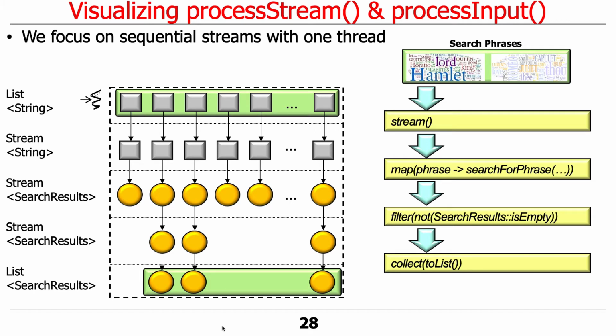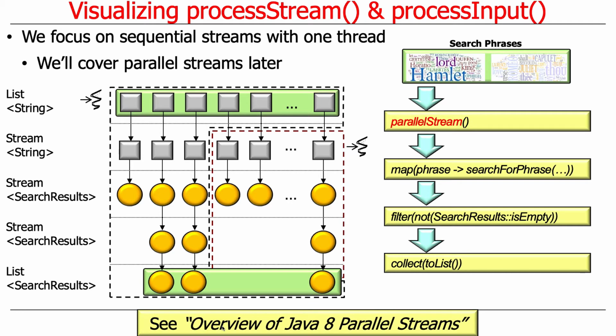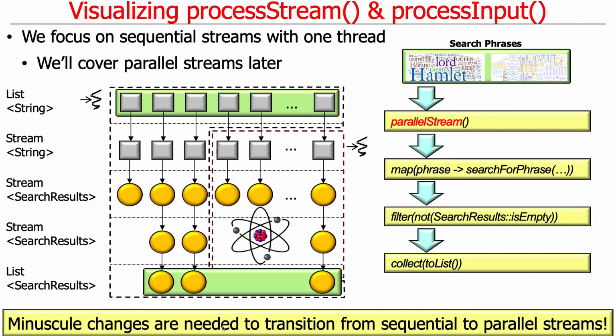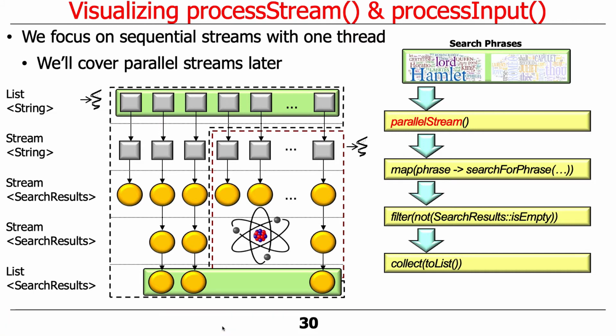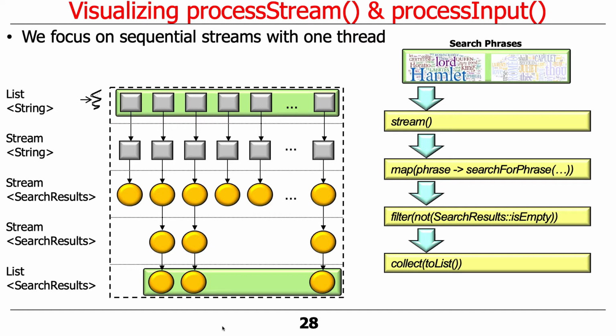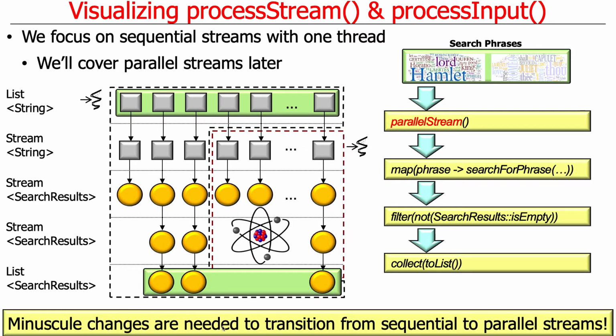So obviously we're focusing on sequential streams in this example, and we'll talk about parallel streams later. And the cool part about this, if you take a look, is that there's just a minuscule change to go from a sequential stream to a parallel stream. All we have to do is just make that change here, and boom, everything runs in parallel. And as we talked about before, that speeds things up quite a bit on a multi-core processor with very little effort.